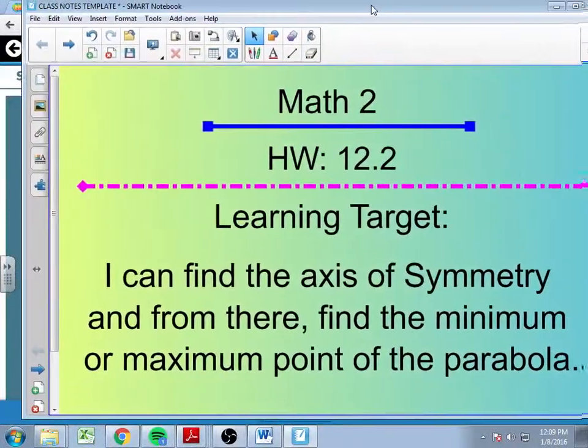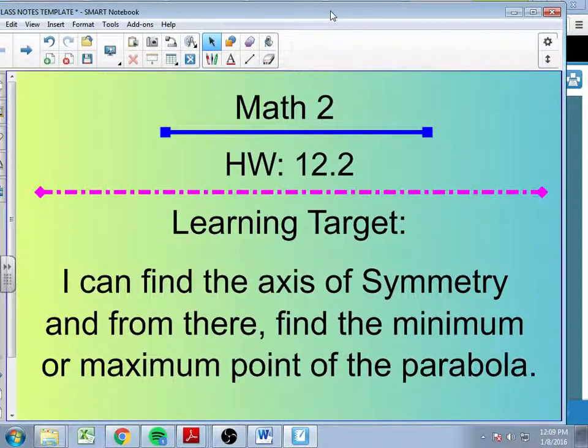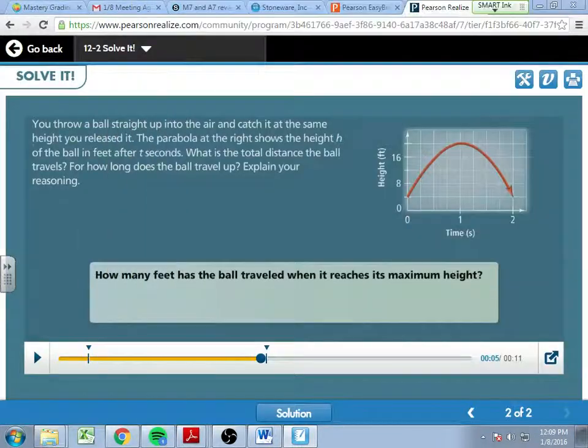All right, so especially orchestra people, our homework is 12-2. Yes, it's Friday. Sorry I'm giving you homework. I'm going to give you lots of class time, but it doesn't matter if you're not here.